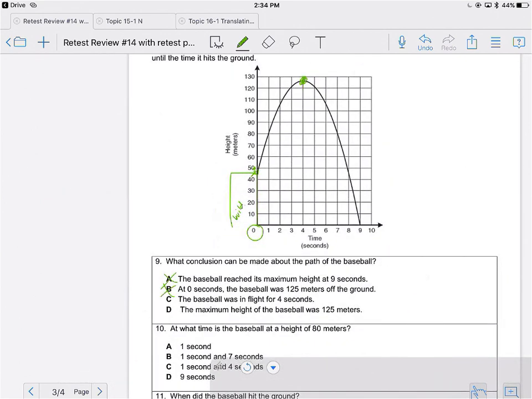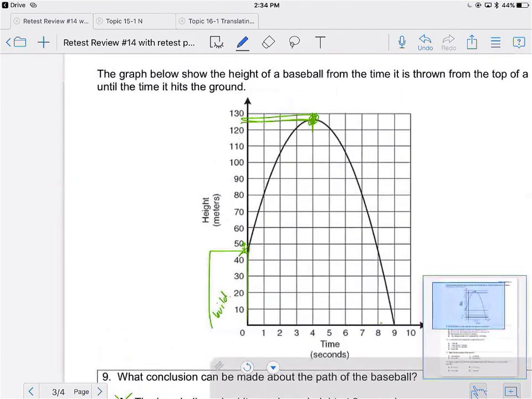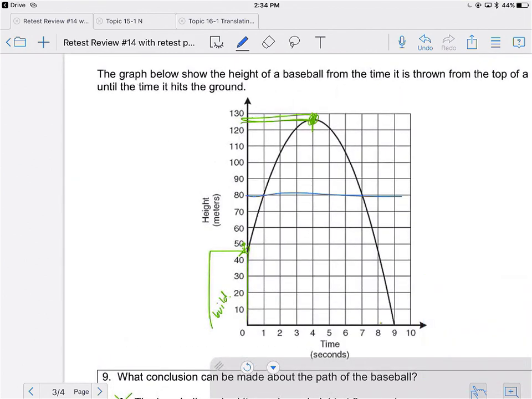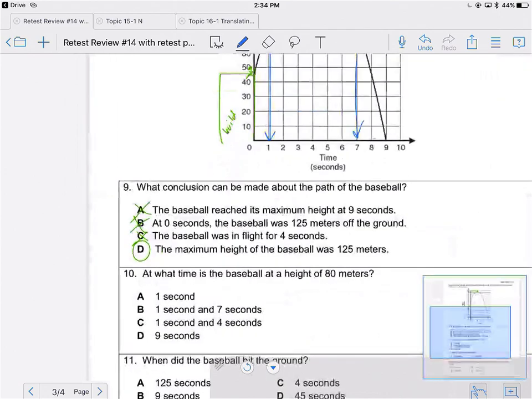The baseball was in flight for 4 seconds. Well, it didn't hit the ground over here until 9 seconds, so it's not that one. So the maximum height was 125 meters. So the maximum Y value, yeah, that's pretty accurate. At what time is the baseball at a height of 80 meters? So 80 meters is here. It hits at a time of 1 and a time of 7. So 1 and 7.